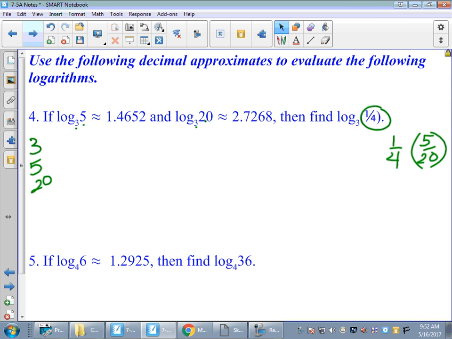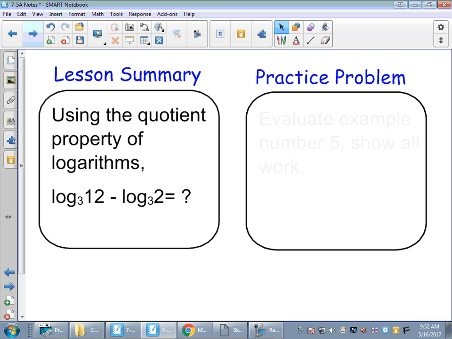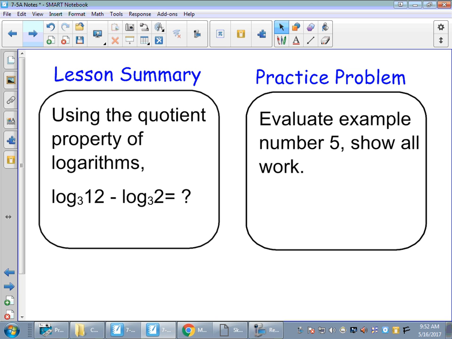And number 5, I'm actually going to have you guys do as your practice problem. So really quick, just using the rule, no calculators, no decimals needed, give me the condensed form of this. If I have log base 3 of 12 and I'm taking away log base 3 of 2, what could that be written as? Condense it using the quotient property. And then your practice problem is I want you to evaluate number 5 and show all the steps. Good luck.